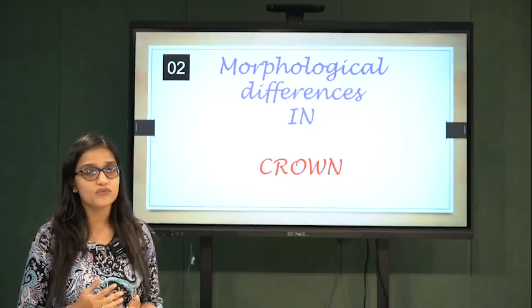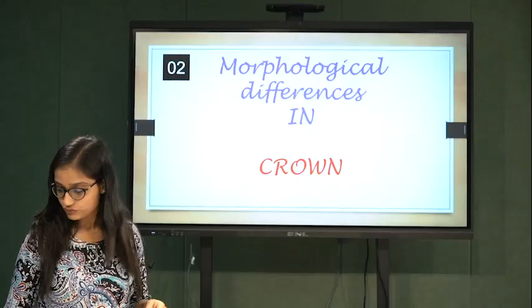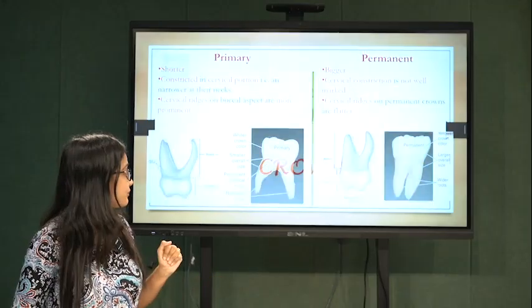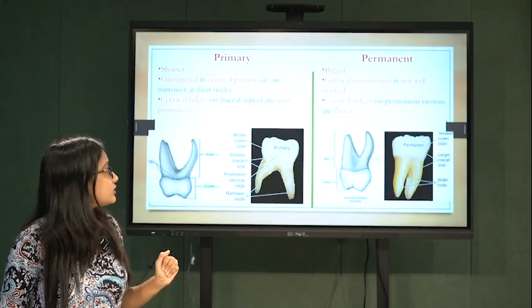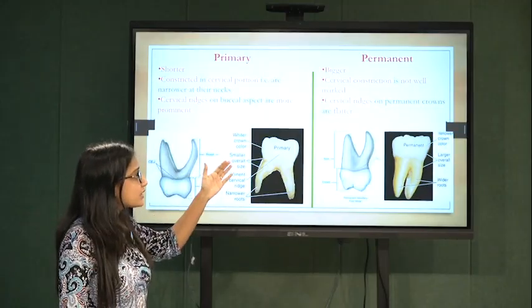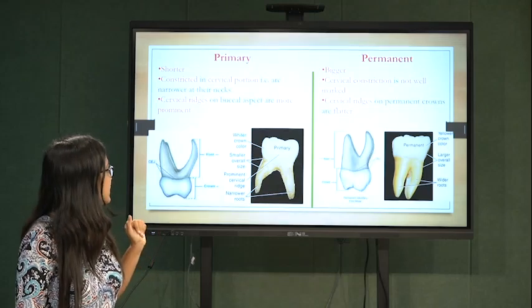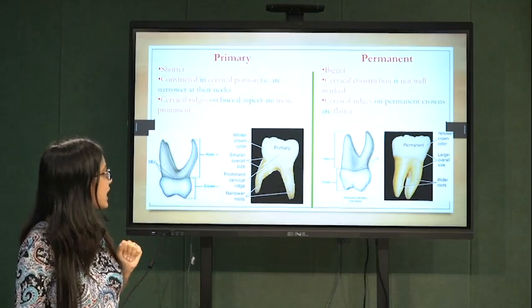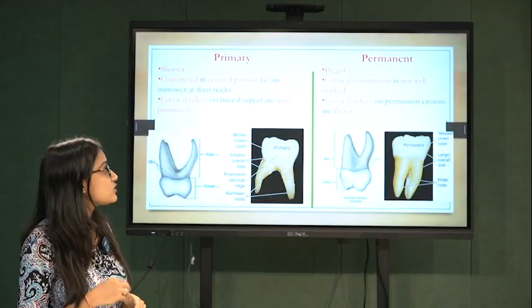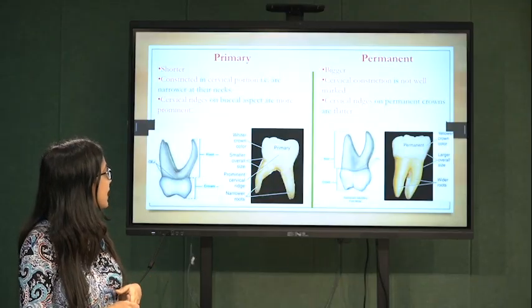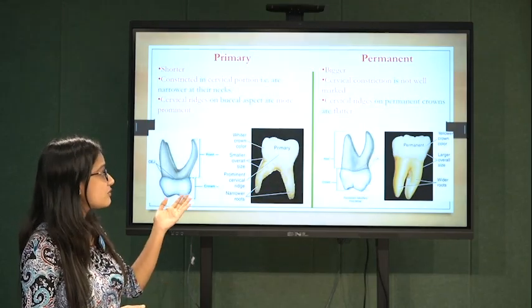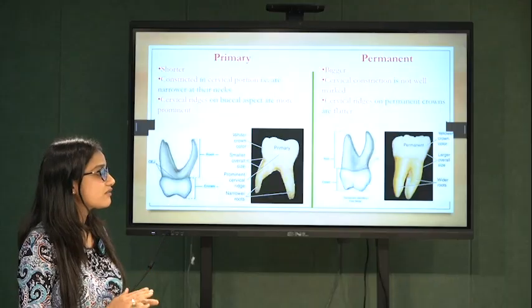So we'll start with the morphological differences in the crown. What are the differences present in the crown and root that we are going to see? In the primary dentition, as we can see in the picture, the crown is shorter, and in permanent it is bigger. It is constricted in the cervical portion and narrower at the neck. In the permanent, cervical constriction is not well marked. In primary dentition, cervical ridges on the buccal aspect are more prominent, while cervical ridges on the permanent crowns are very flat.